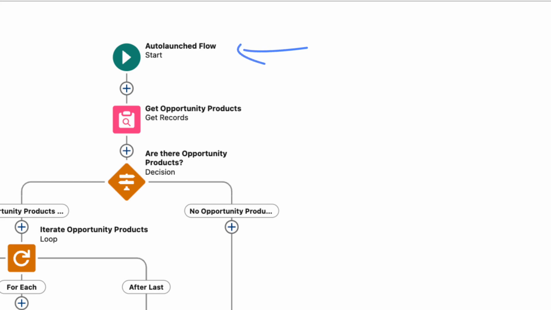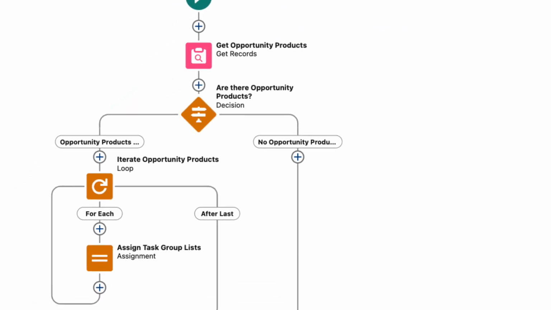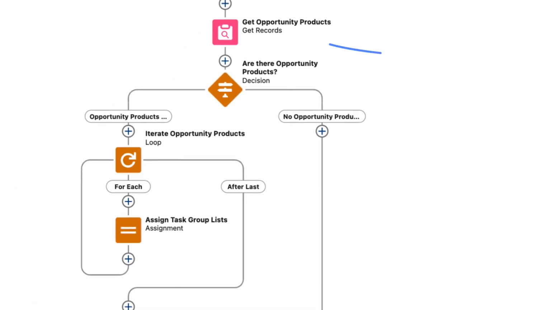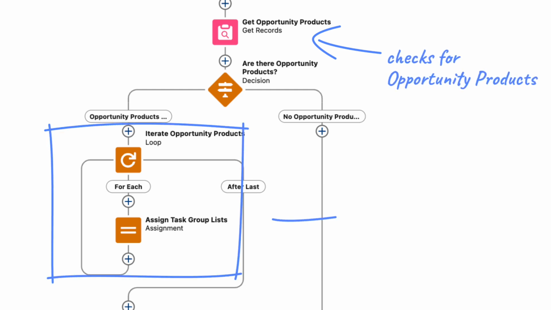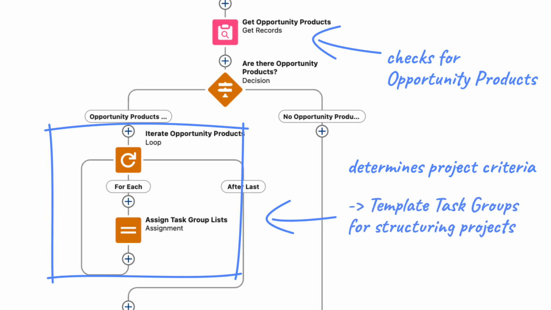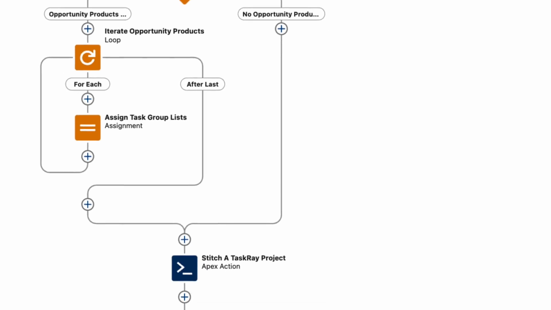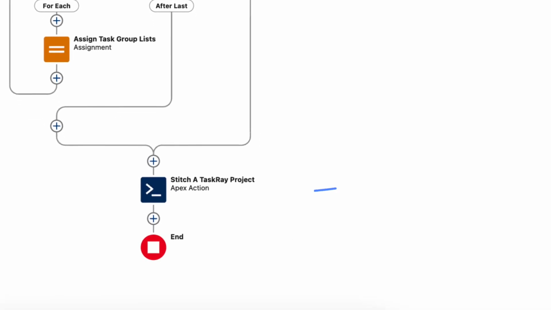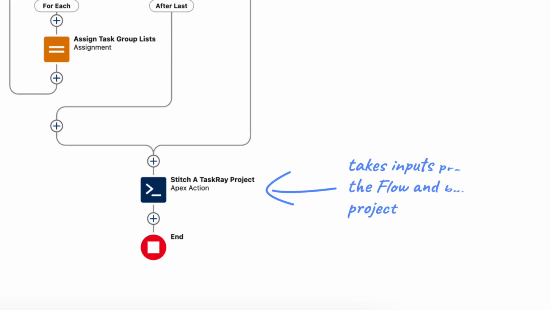At the very top, we have the start element. Right below are elements that check for opportunity products and loop through those products to determine certain project criteria. More specifically, the loop captures the task groups that should be used for structuring new projects, along with how those task groups should be scheduled. This is where the template to product mappings that we configured previously come into play. Finally, the last element on the canvas is the Stitch a TaskRay project Apex action. The Apex action takes inputs provided by the flow and creates the new project.